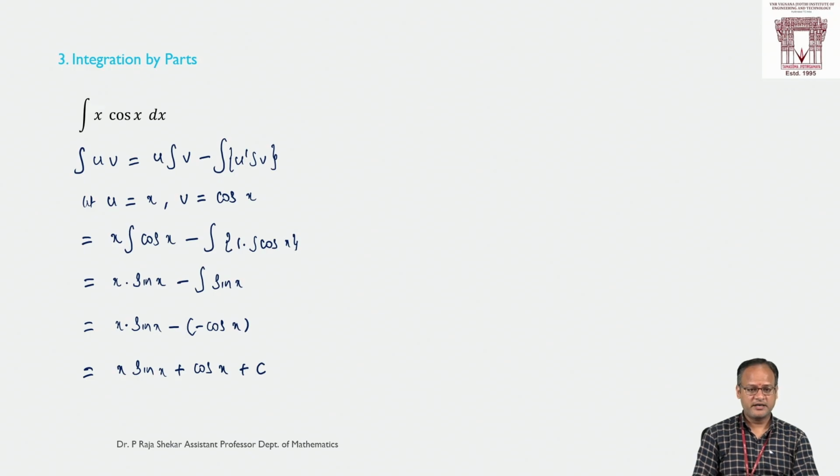So this is how we can evaluate the integrals by integration by parts, where we could see the product of two functions. So here in this case we have x into cos x.